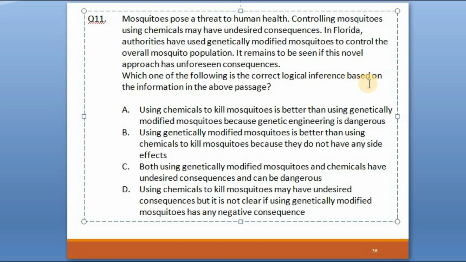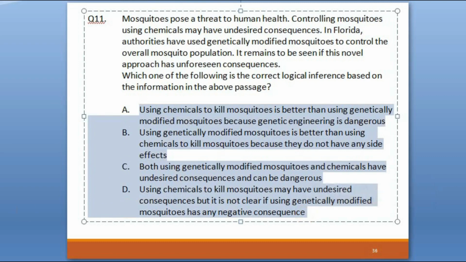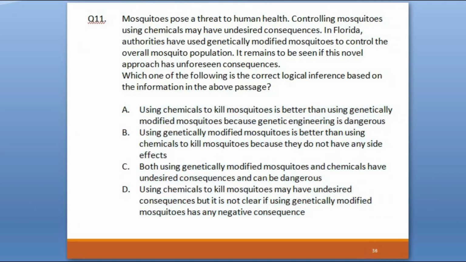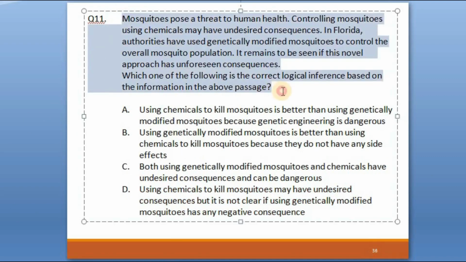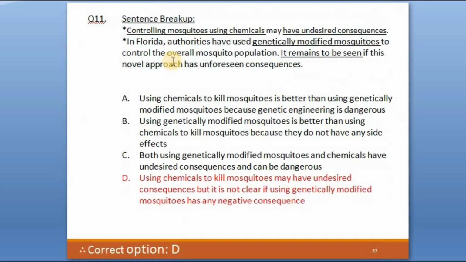Now this passage is given, and according to it four statements are given. We have to find out the most appropriate one. In the given statement we have to thoroughly analyze the given statements, right? And when we analyze thoroughly, we get some clues that controlling mosquitoes using chemicals may have undesired consequences. So this is the first conclusion in the sentence breakup.